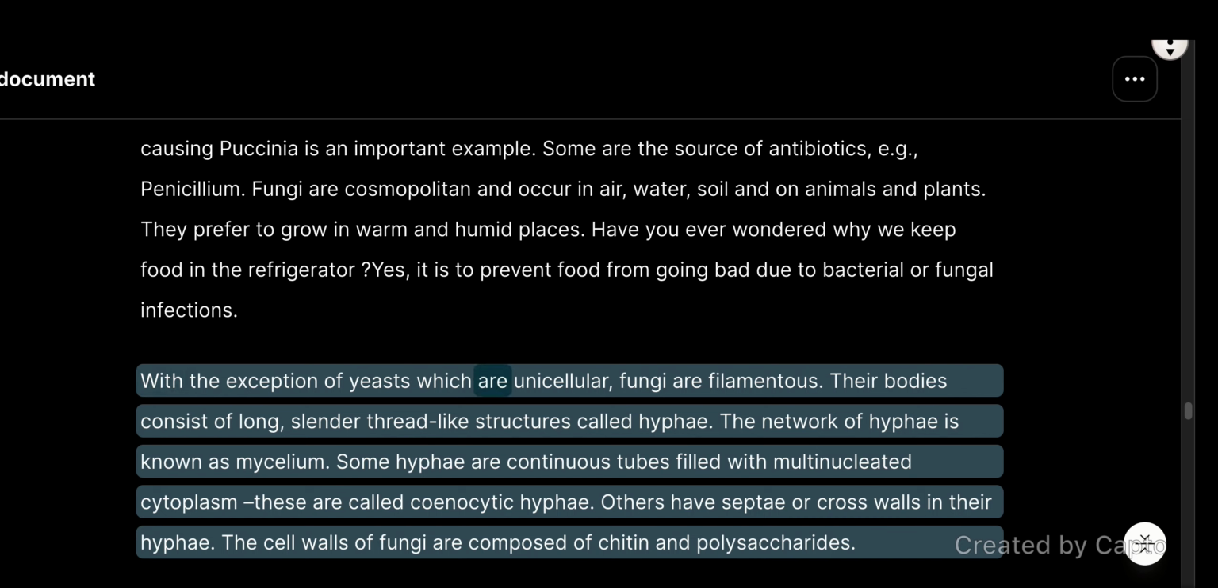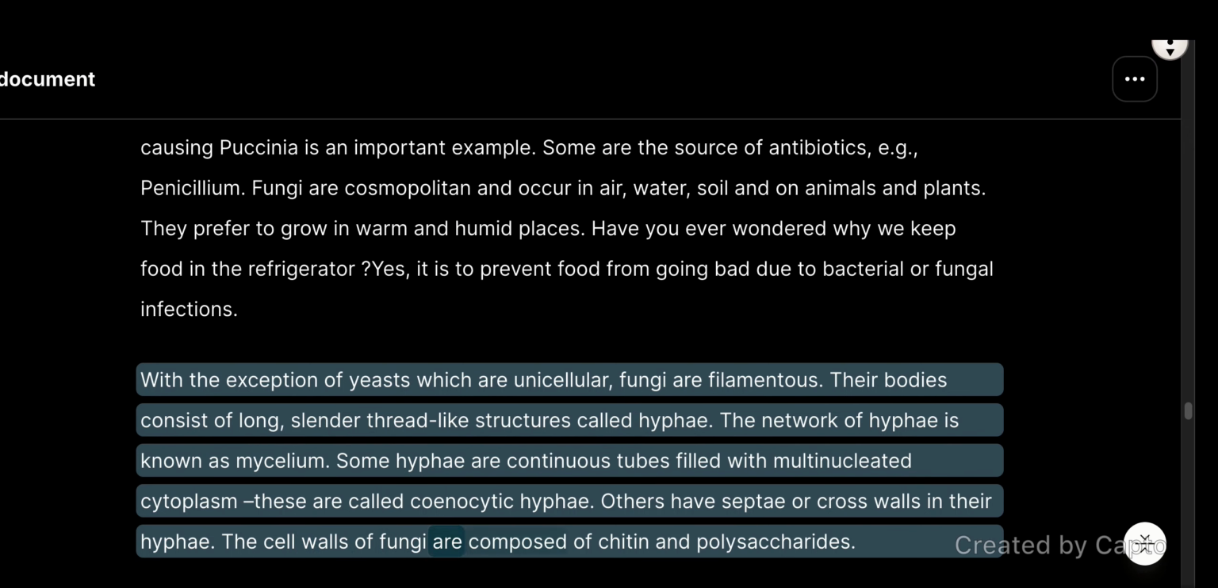With the exception of yeasts, which are unicellular, fungi are filamentous. Their bodies consist of long, slender, thread-like structures called hyphae. The network of hyphae is known as mycelium. Some hyphae are continuous tubes filled with multinucleated cytoplasm. These are called coenocytic hyphae. Others have septae or cross walls in their hyphae.